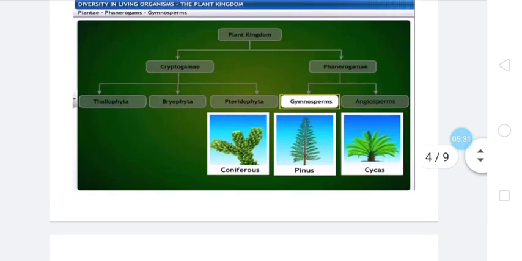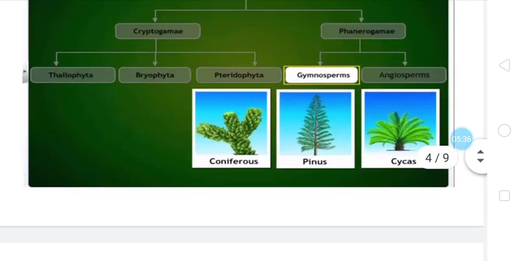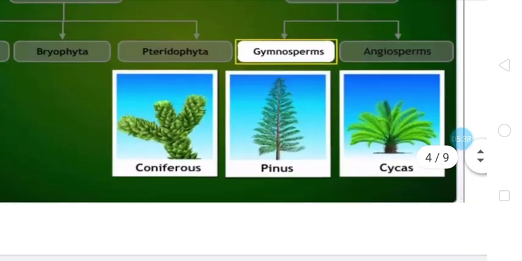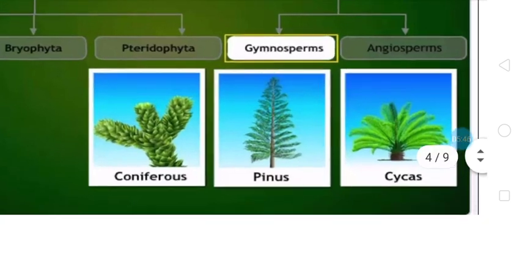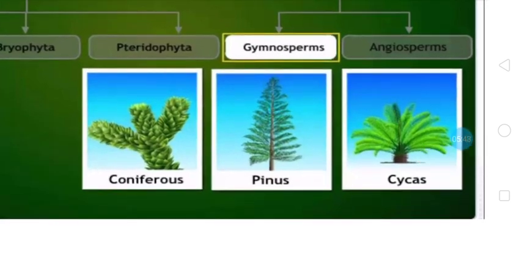So examples of gymnosperms I will show you here with the help of these figures. You can see conifers, pinus, cycas. These are the examples of gymnosperms. So these plants you might have seen. Coniferous plants, we also call it the monkey puzzle plant. Okay, pinus, you can see, even the Christmas tree you might have seen. So these are the plants which come under the gymnosperms.